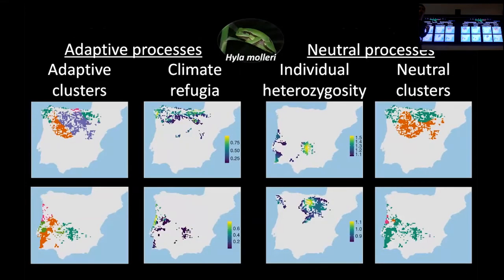So I'm going to show you what we did for one species, but we did this for all 3 species. We tried to characterize metrics related to adaptive processes as well as neutral processes. So, we tried to identify adaptive clusters. These are spatial areas that contain individuals with similar genetic patterns that might be reflective of adaptive genetic variation, like adaptations, but that's with a huge asterisk. If you want to know more about that, you can talk to me later.